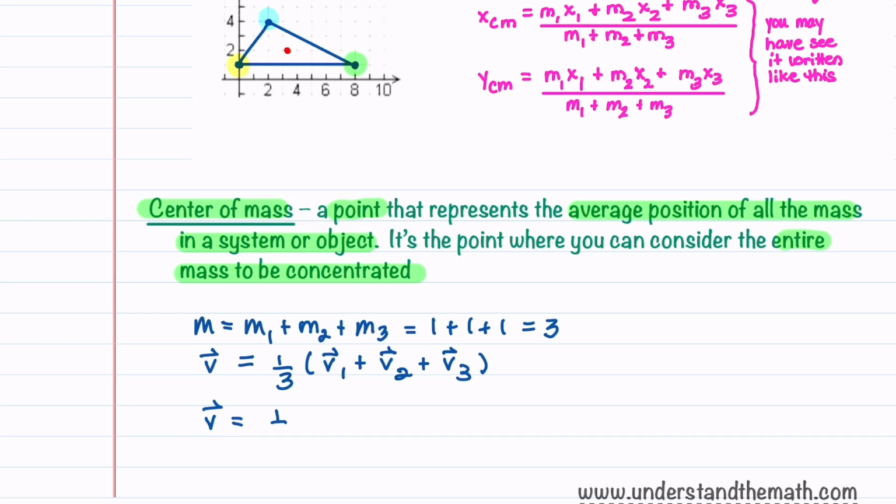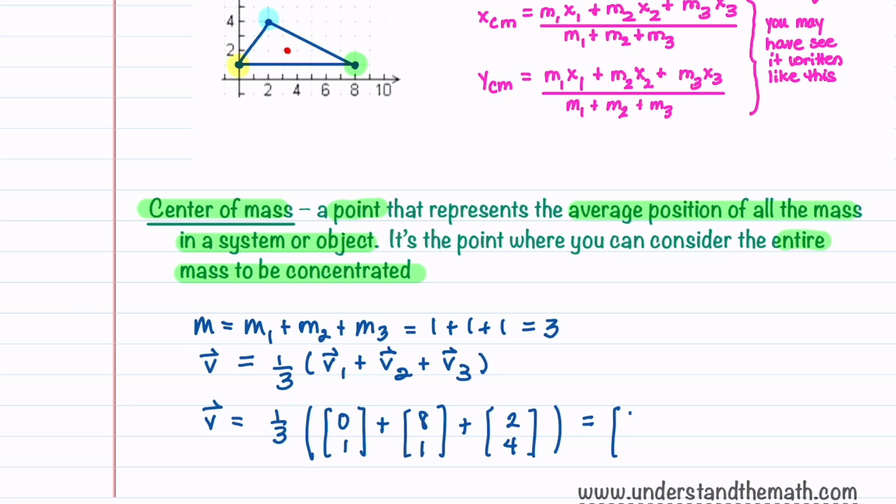This is equal to 1/3 times (0, 1) plus (8, 1) plus (2, 4). And this is all equal to (10/3, 2). This is the location of the center of mass of our plate, which we can see in our diagram is right up there. Be sure to check out the next video in this series where we'll learn all about linear independence.